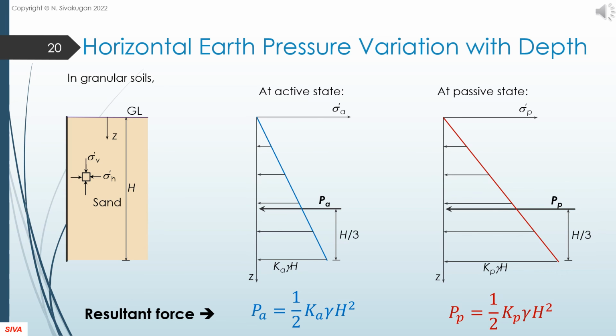The lateral earth pressure variation with depth is linear for active and passive states in granular soils, passing through the origin. The resultant force on the wall acts at the centroid, which is at 1/3 h from the bottom.